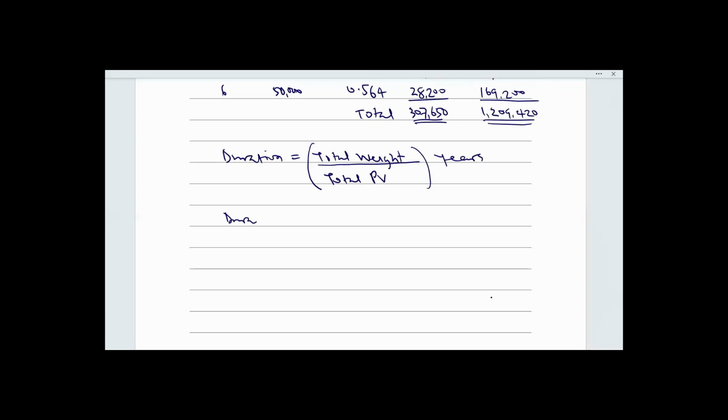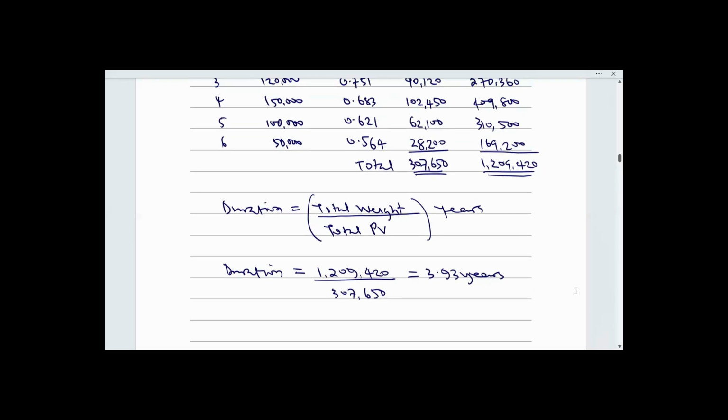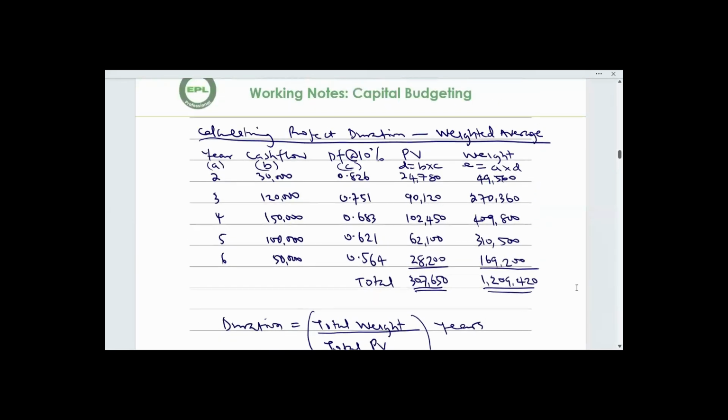Therefore, duration is equal to 1,209,420 divided by 307,650. So what do you get? 3.93 years. So that's the duration of the project. So using the weighted average method, this is how to calculate project duration.